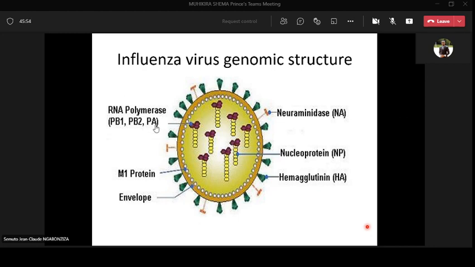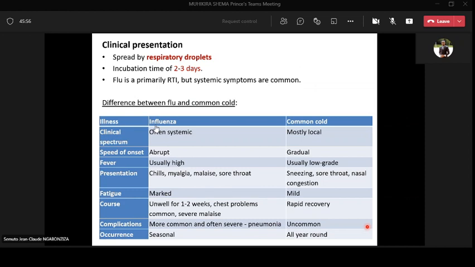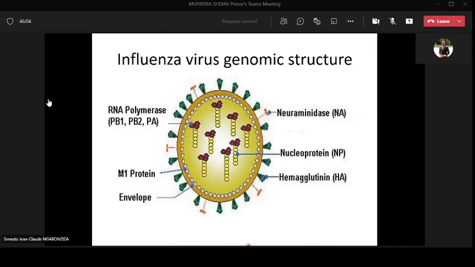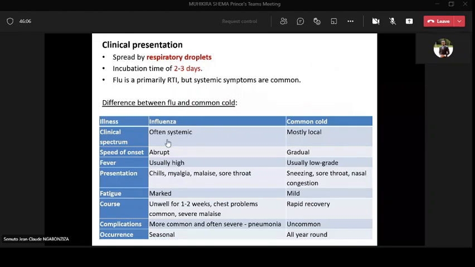What polarity is this virus? Mwavuga polarity yayo given its structure. Twavuga polarity yayo?